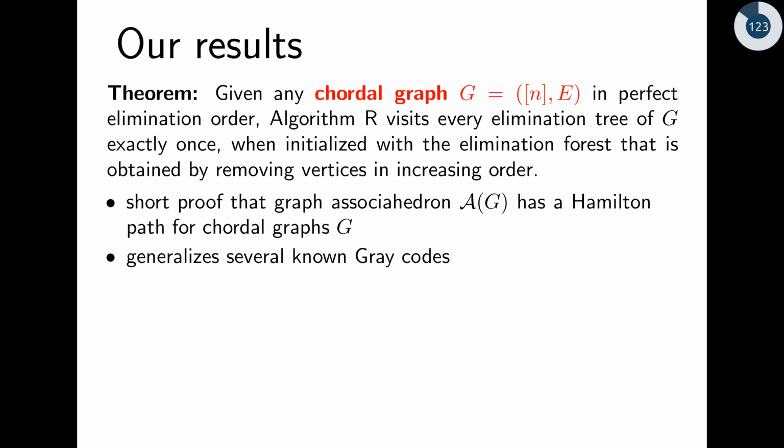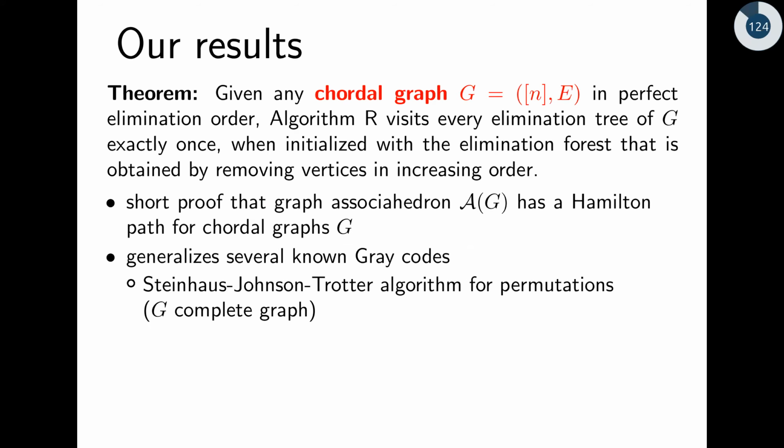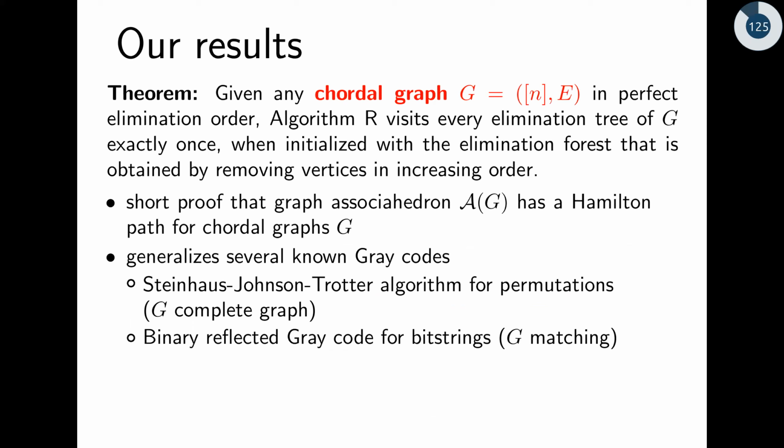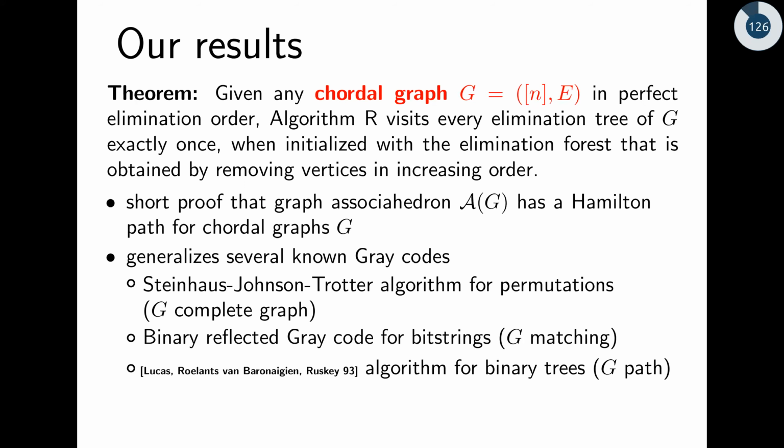And moreover, this theorem generalizes several well-known Gray codes, in particular the Steinhaus-Johnson-Trotter algorithm, when G is the complete graph, the binary reflected Gray code for binary strings, if G is a matching, and this Gray code for binary trees that I mentioned in the beginning, Gray code for binary trees by tree rotations. This is also a special case of this more general result.